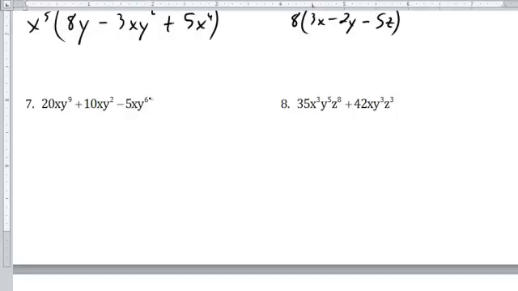Next one is going to be 5. This one has x, this has x, this has x, so it's definitely 5x. This is y to the 9th, y squared, and y to the 6th, so it's going to be y squared. Okay, so 5xy squared.